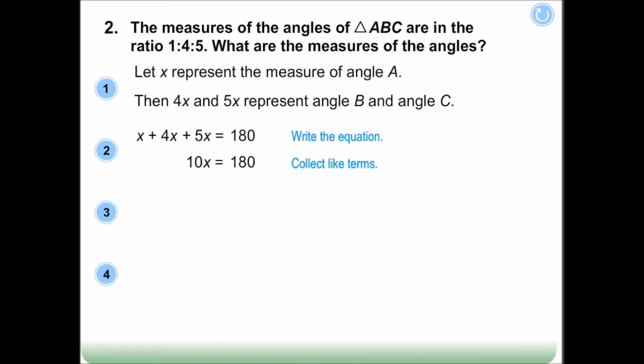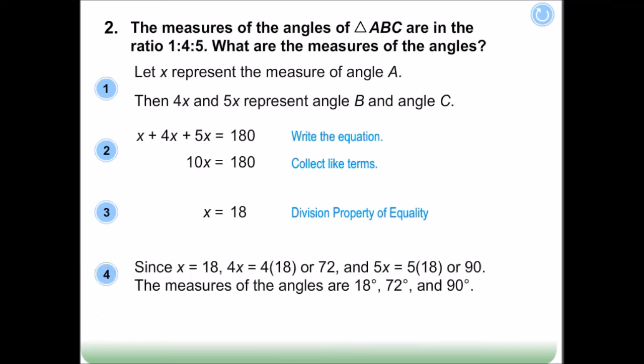When you combine like terms, 1 plus 4 plus 5 equals 10, so 10x equals 180. To solve this, we would divide both sides by 10, and since 180 divided by 10 equals 18, x equals 18. To find the two remaining angles, we would take the first one and multiply it by 4, which gives us 72, and the third angle, we would multiply by 5, so 5 times 18 equals 90. The measures of the three angles would be 18, 72, and 90 degrees. And to check yourself, you could add those three together to make sure that they do total 180 degrees.